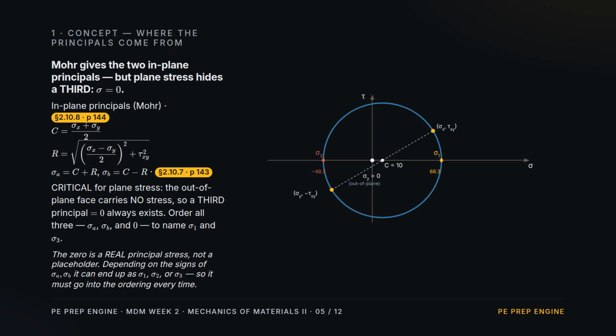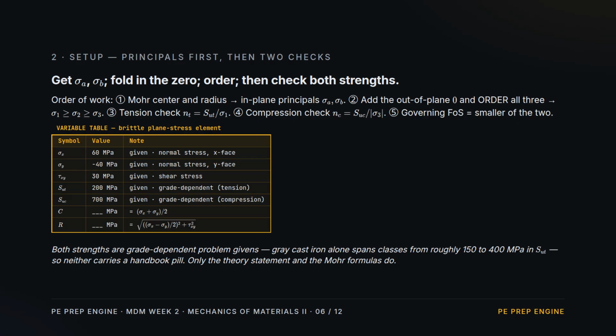Concept 3. Where the principals come from. Mohr's circle from Lesson 7 gives the 2 in-plane principals. Build the center and radius, then add and subtract the radius. But plane stress hides a 3rd principal. The out-of-plane face carries no stress, so 0 is itself a principal stress, and it must join the other 2 in the ordering. On the circle, the 2 in-plane values straddle the axis, and the out-of-plane 0 sits between them. Setup and the order is the lesson.